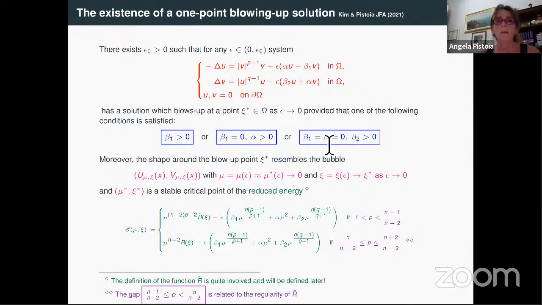Moreover, the shape around the blow-up point is the bubble, and the concentration parameter mu epsilon is going to 0 as epsilon is going to 0. The concentration point xi epsilon is approaching xi star as epsilon goes to 0, and the pair mu star, xi star is a stable critical point of this reduced energy. This is similar to what I said before.